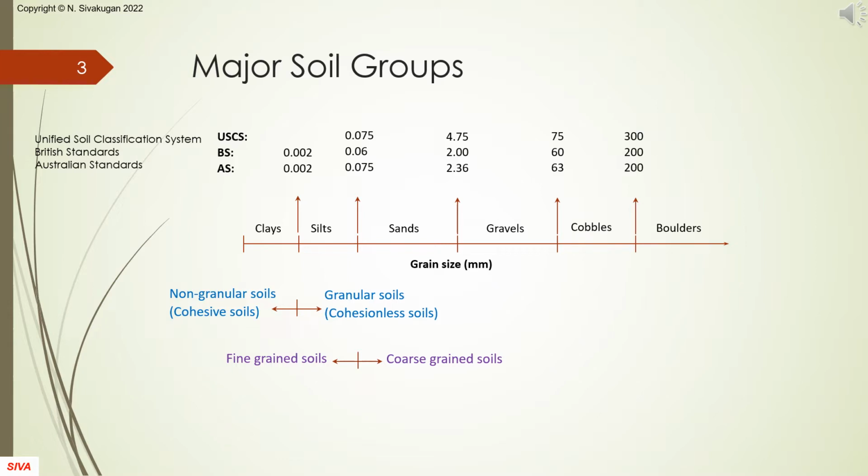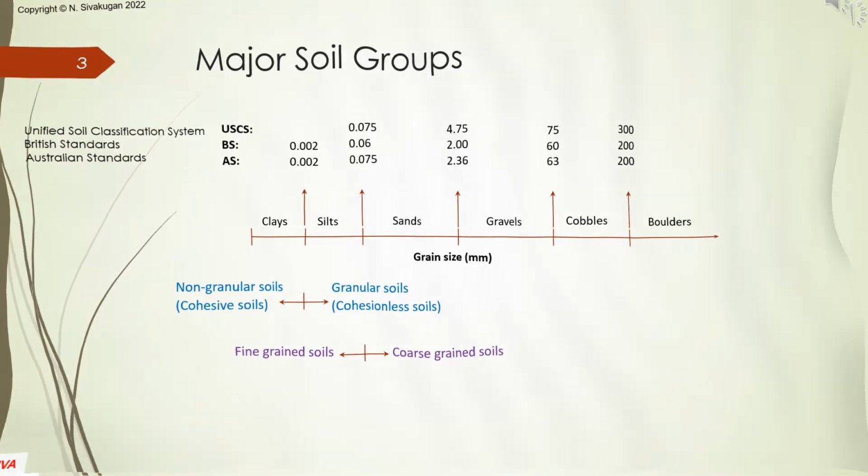Granular soils are also called cohesionless soils, which includes gravels, sands, and silts. Clays are non-granular soils, also called cohesive soils.